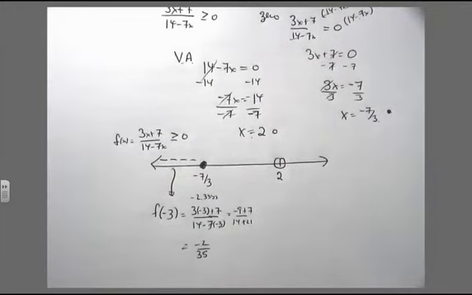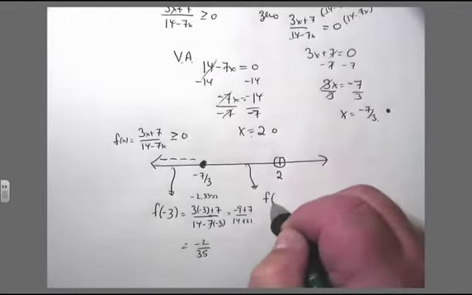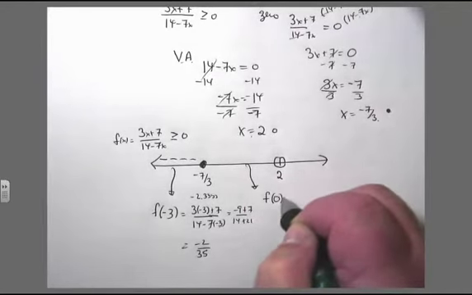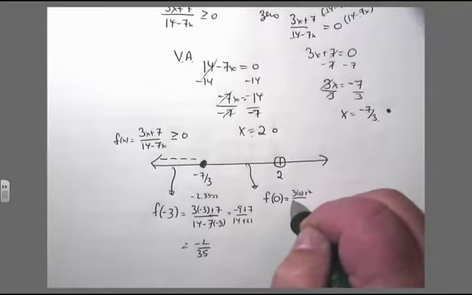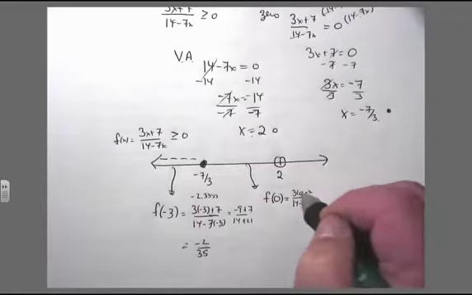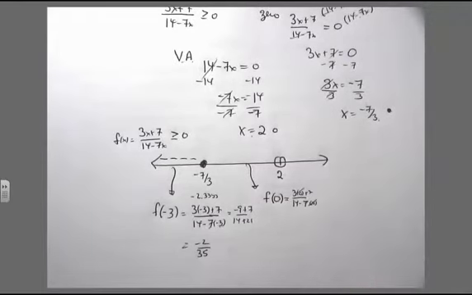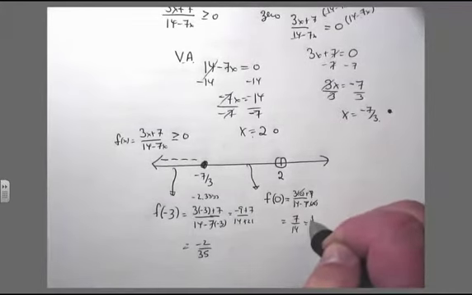Now pick a number between negative 7/3 and 2, and use your brain. Good choice, 0. Plugging in 0, this will be 3 times 0 plus 7 over 14 minus 7 times 0. The zeros cancel out, so I'm left with 7 on top and 14 on the bottom. 7 over 14 is the same thing as 1/2.